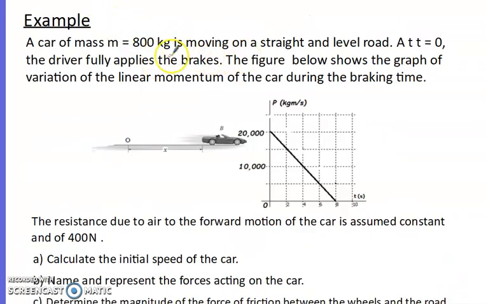Example. In this example, we have a car of mass 800 kilogram moving on a straight and level road. At t equal to 0, the driver fully applied the brakes.